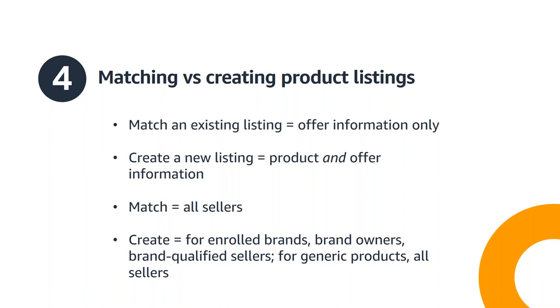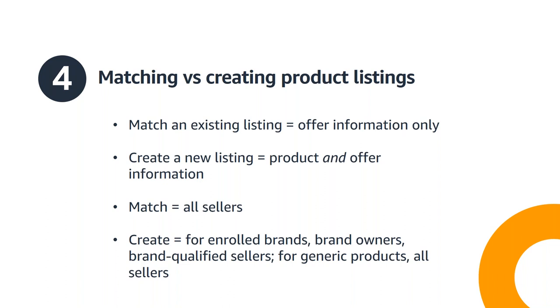Let's move to the process for listing products on Amazon. There are two basic types of products you can list: existing and new. When you match an existing product listing, you aren't providing product information, but are simply adding your offer to a pre-existing detail page. You'll provide pricing and quantity information and can enter information about sales, handling time, and shipping. When you create a new product listing, you'll need to provide full product information, which will be used to generate a new product detail page. You'll also provide information for your specific offer.